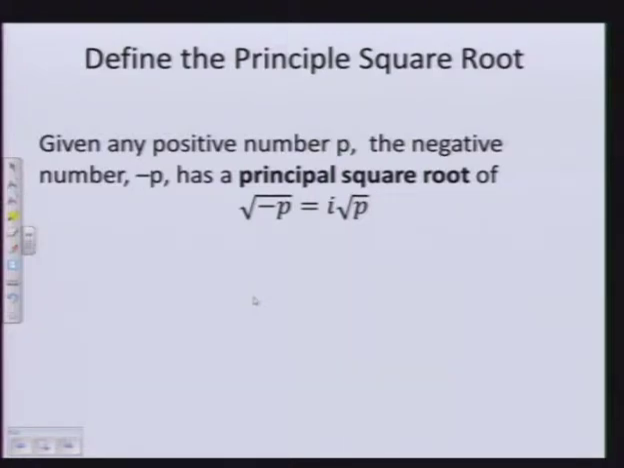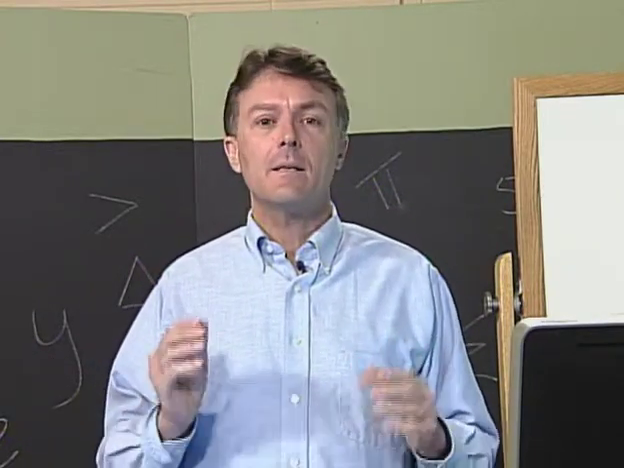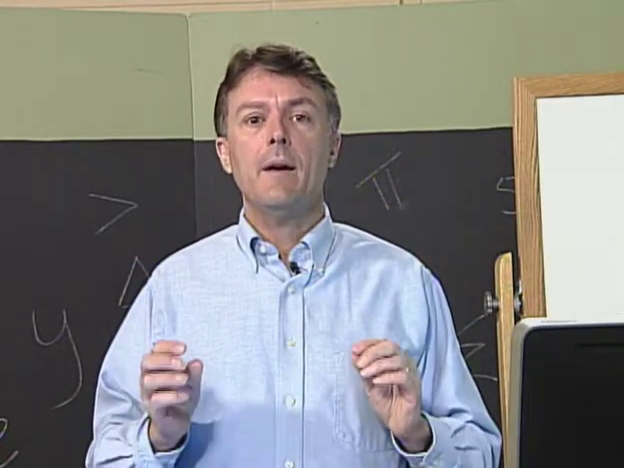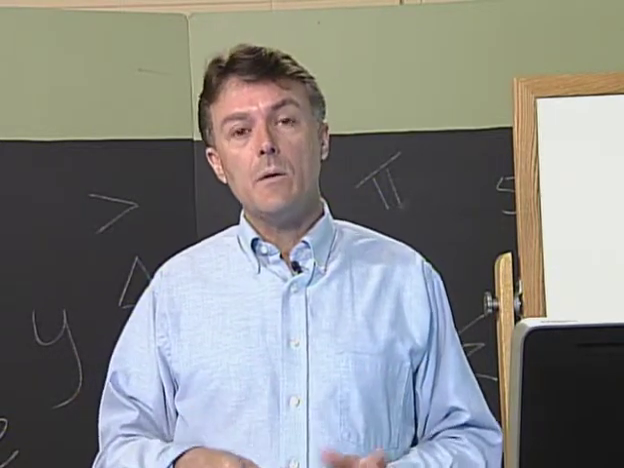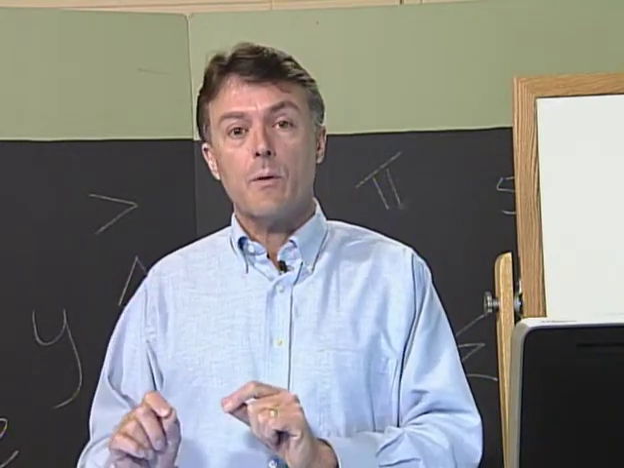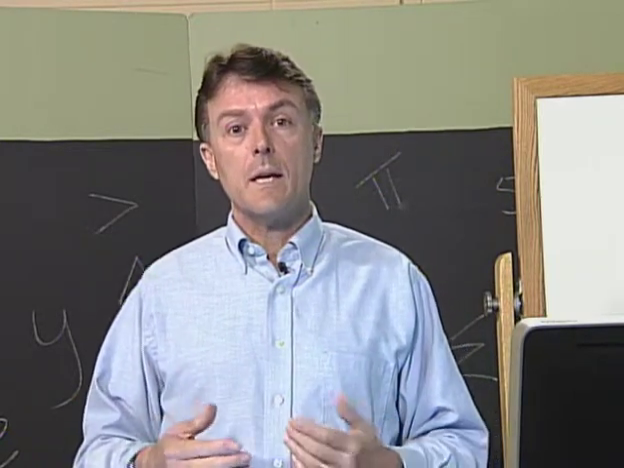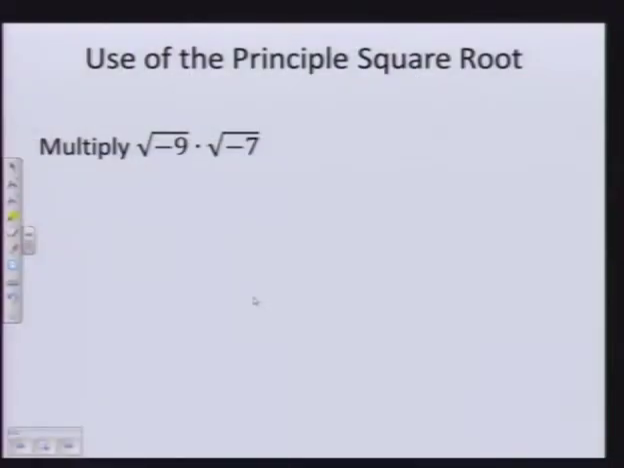Well, the question you might ask is, so what? Big deal. Well, the big deal here is that if we're multiplying two radicals, both of which have a negative radicand, that is, the number underneath the radical has a negative in it, then what we need to do is convert each of those radicals to the principal square root and then do the multiplication. Okay, so there is a use for this, and so let's take a look at it. Here's our problem. We're going to multiply the square root of -9 times the square root of -7.